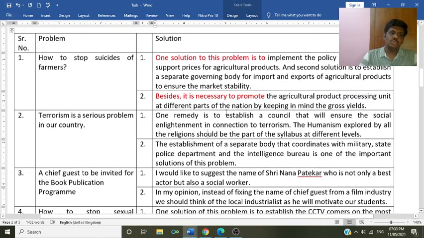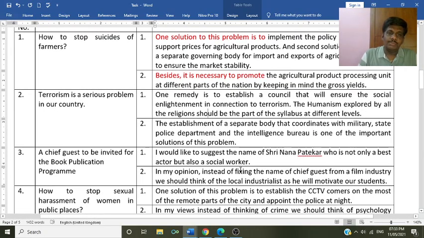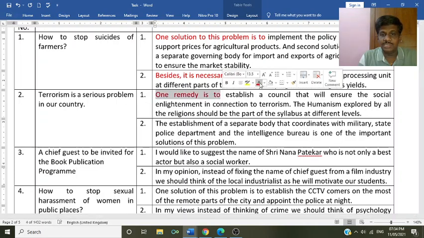See the second problem: terrorism is a serious problem in our country. See, two solutions were given here. One remedy is to establish a council that will ensure the social enlightenment in connection to terrorism. The humanism explored by all the religions should be part of the syllabus at different levels. See, the two remedies were given here, and here also you can see this sentence structure is common.